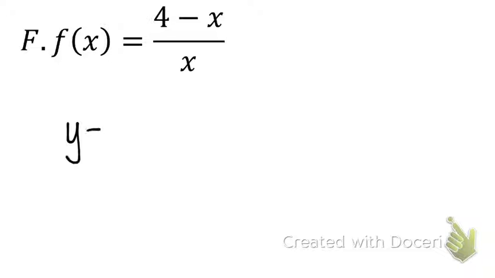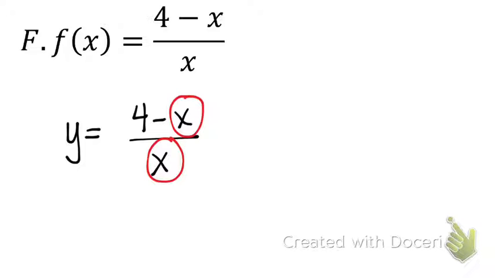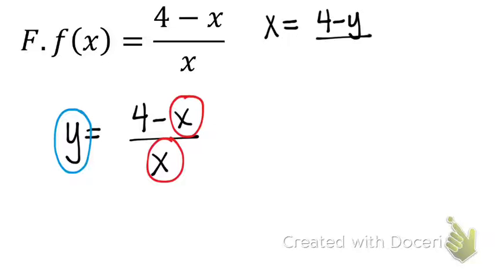Okay, so y equals 4 minus x over x. This one is a little trickier because notice that we have x in two different places. So both of these are going to change to a y, and this is going to change to an x. So what we end up having is x equals 4 minus y over y. With y in two different places, we have to solve it.